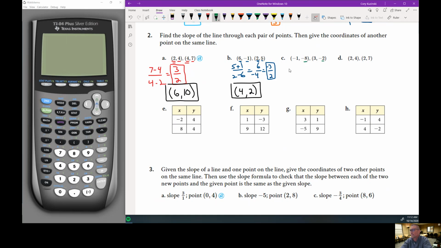All right, negative 2 minus negative 8, that's like negative 2 plus 8. And then 3 minus negative 1, or 3 plus 1 is the easier way to look at that. 6 over 4, another 3/2, okay.